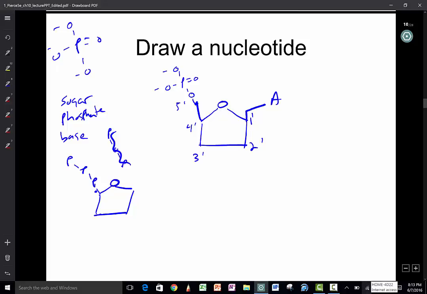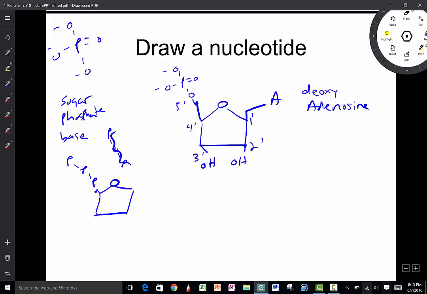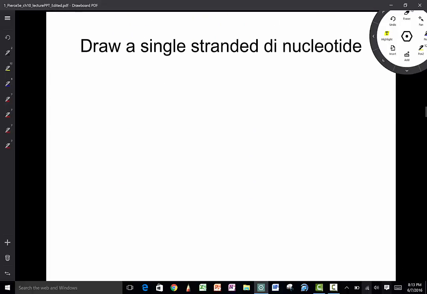And let's say it's an A. So this would be an adenosine. And actually, well, I haven't shown you yet, but if it's deoxyadenosine, that means we have an H here and we have an OH here. So that's deoxy. If it was ribose, if it was an RNA nucleotide, we'd have an oxygen there. So let's get rid of that. So that's a nucleotide. Kind of an abstract version of it, or what I like to call a working model.